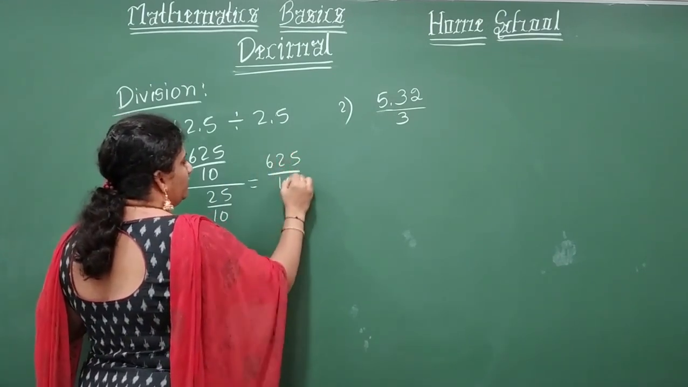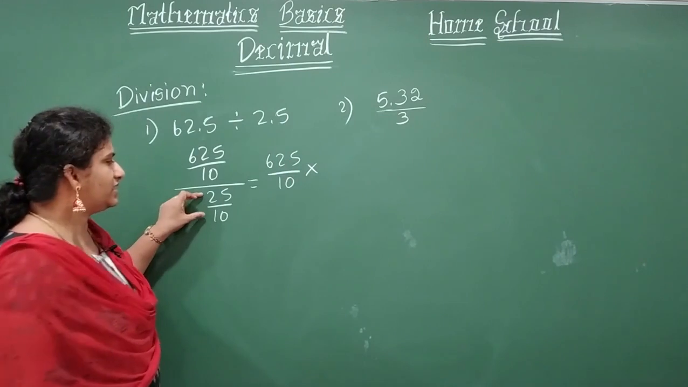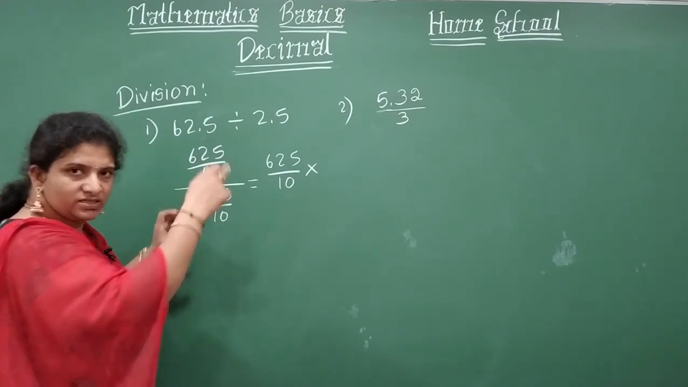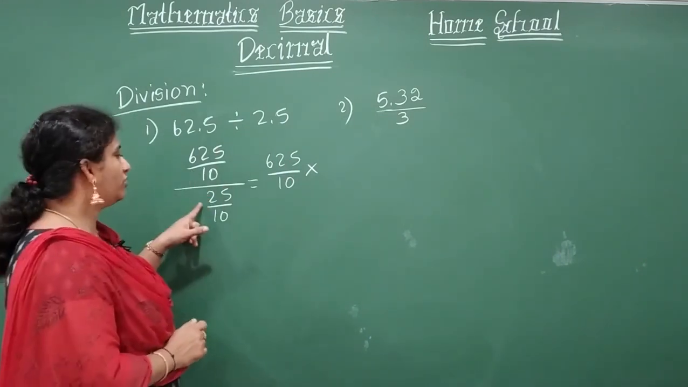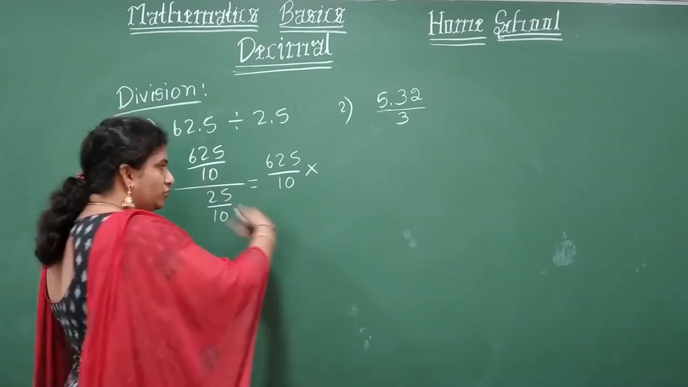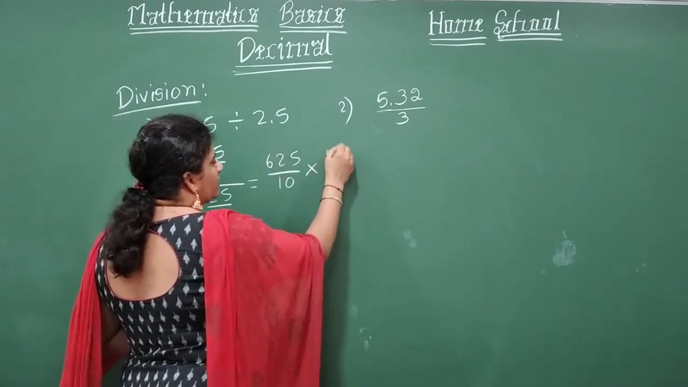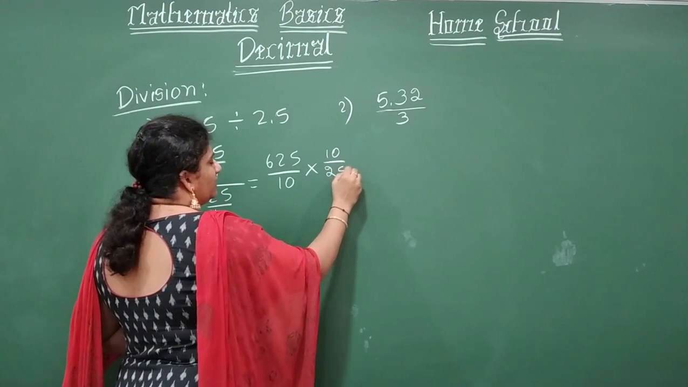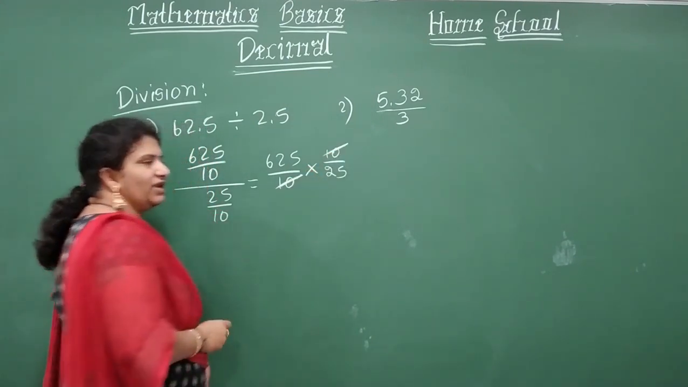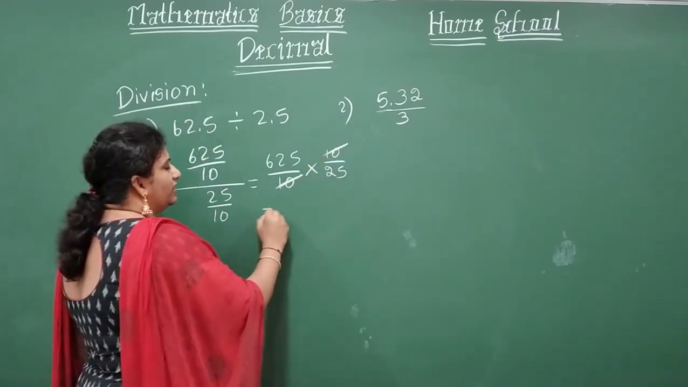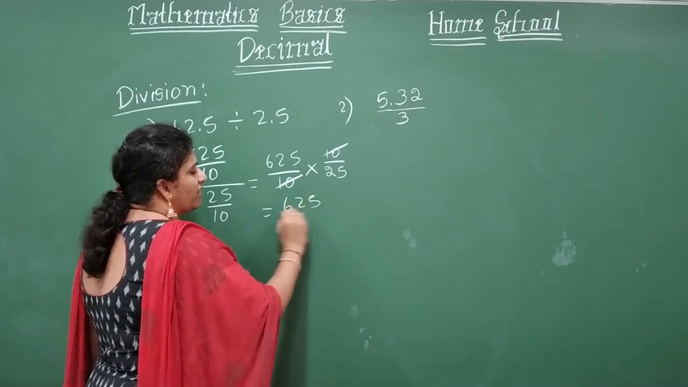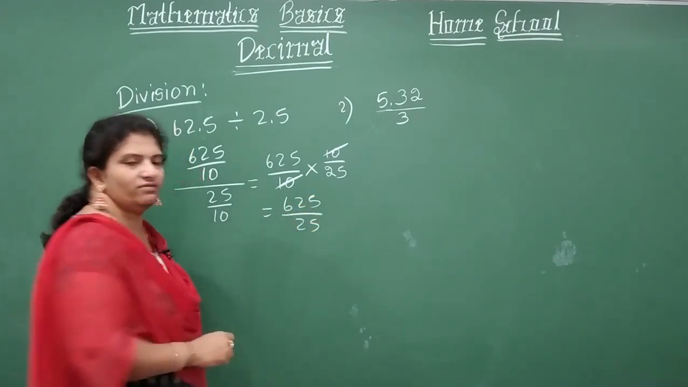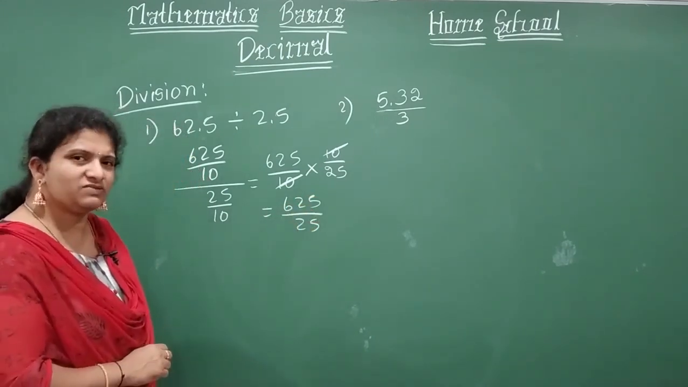625 by 10. Bring this one towards the numerator. How do you bring this one, children? Do the reciprocal. That is, 25 by 10 becomes 10 by 25. 10 will be cancelled. Then now it is 625 by 25. Now you do the division.